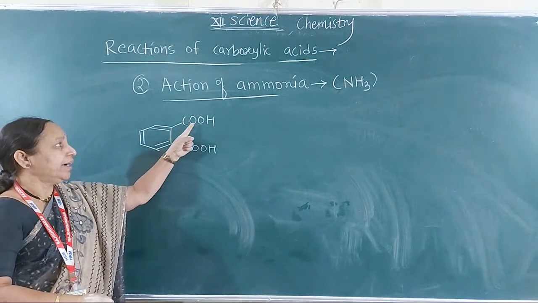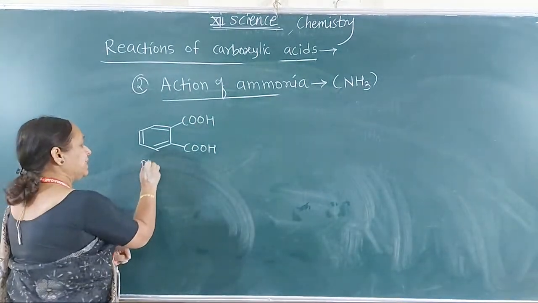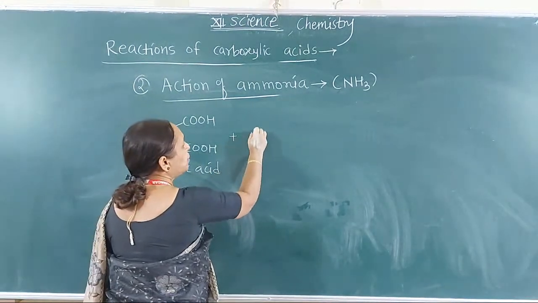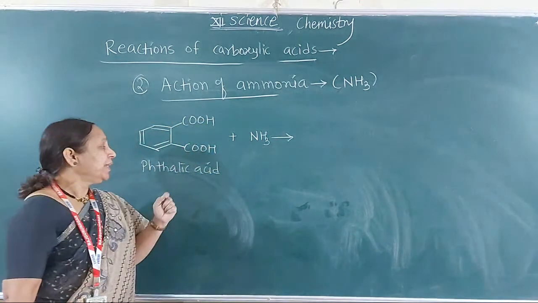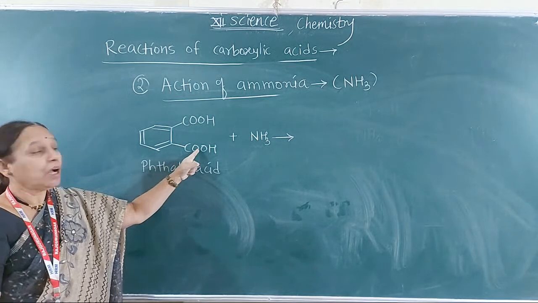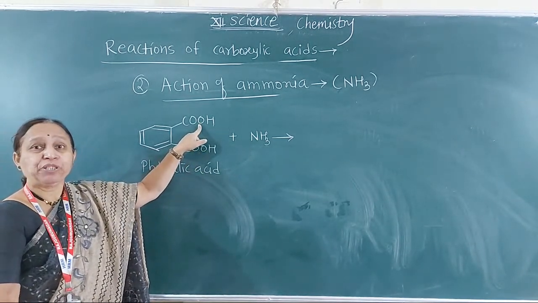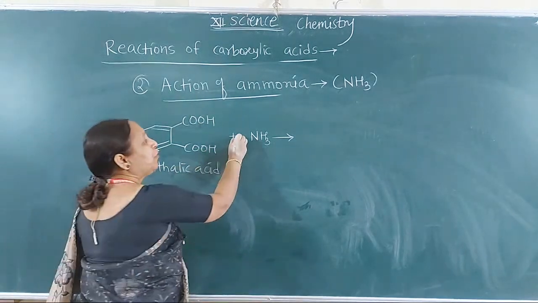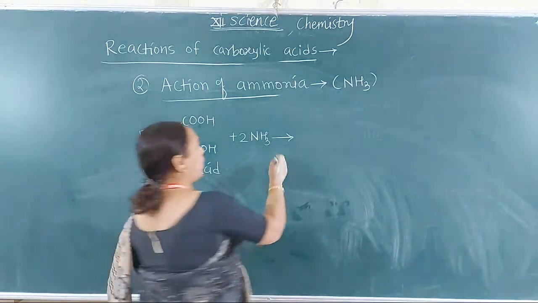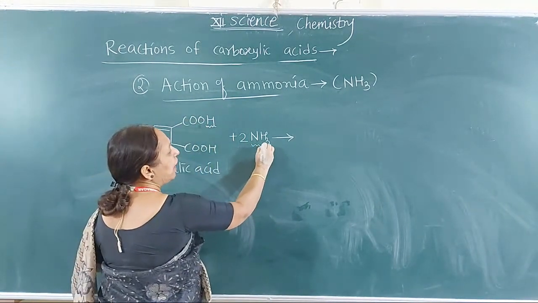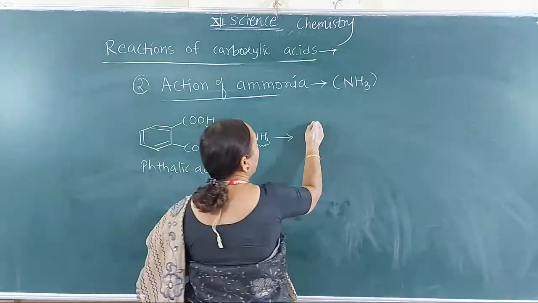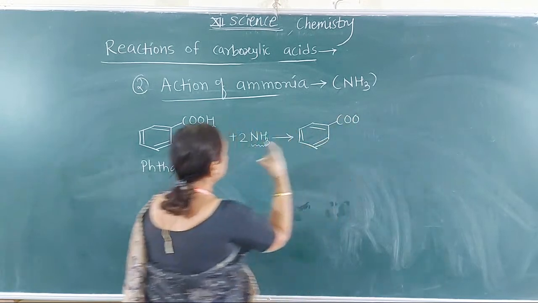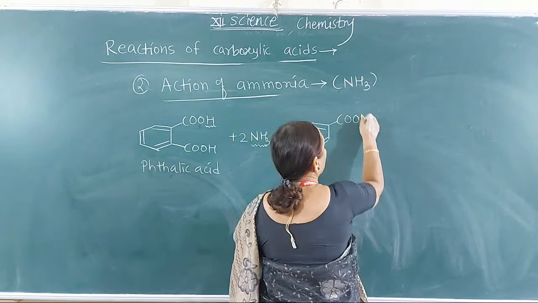This is aromatic dicarboxylic acid, phthalic acid. Phthalic acid reacts with ammonia, NH3. In this case, phthalic acid has two carboxyl groups. The ammonia molecule reacts with a carboxyl group and gives the corresponding ammonium salt. To react with these two carboxyl groups, two molecules of ammonia are necessary. And thus the product is: H of carboxyl combines with an ammonia molecule and forms the ammonium group, NH4 group. The benzene ring remains intact. The COO as it is, H with ammonia forms NH4.